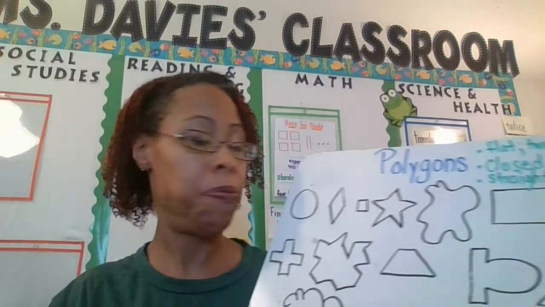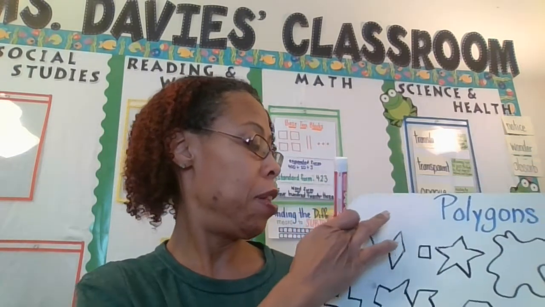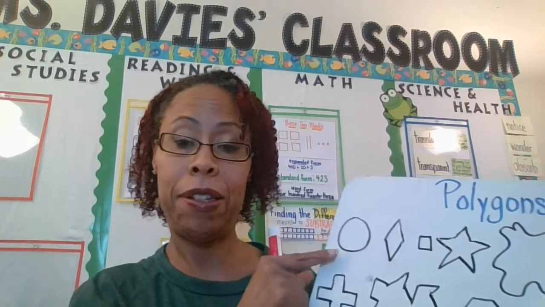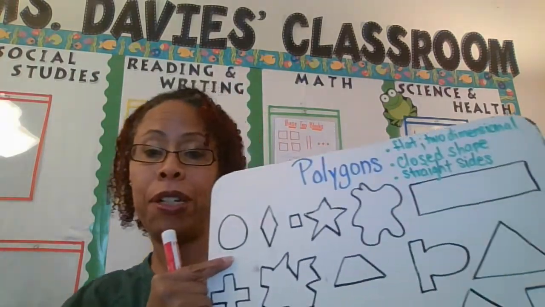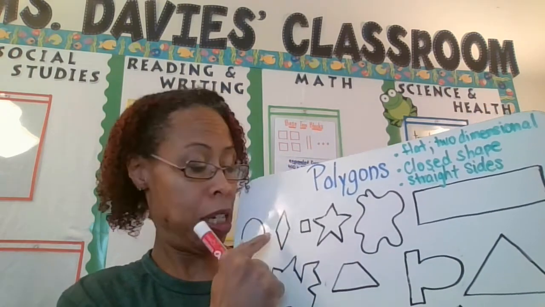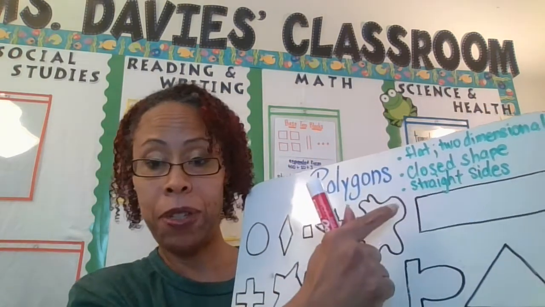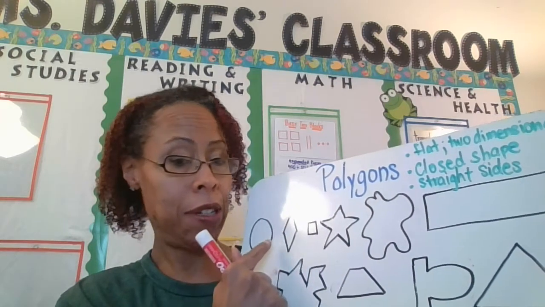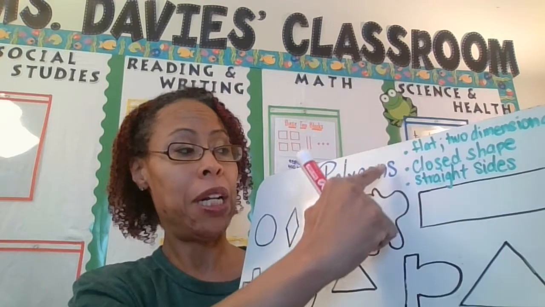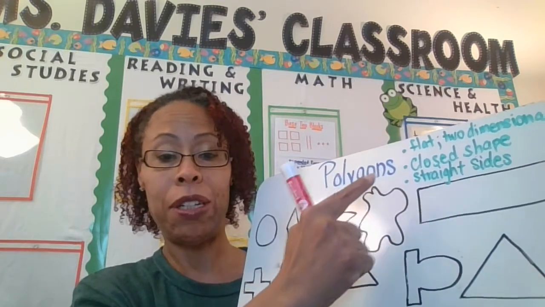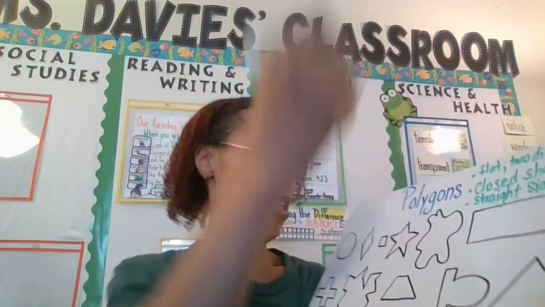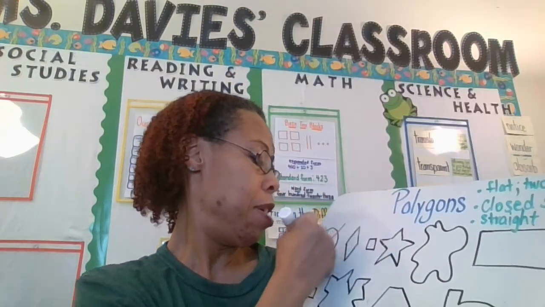All right, so we have this circle right here. Okay, is this a polygon? Let's look at the criteria. It's flat, it's two-dimensional, check. It's a closed shape, check. It has straight sides? No, it has curved sides. So in order for it to be a polygon, it must meet all of these criteria. It does not meet all of these criteria. So we're going to say that this is not a polygon.